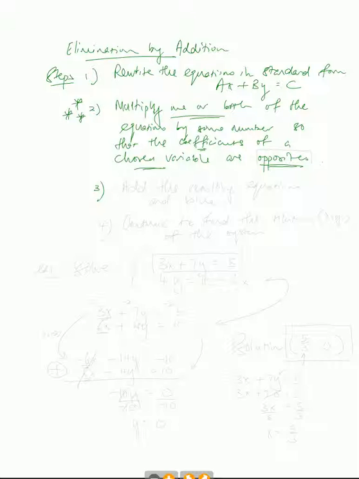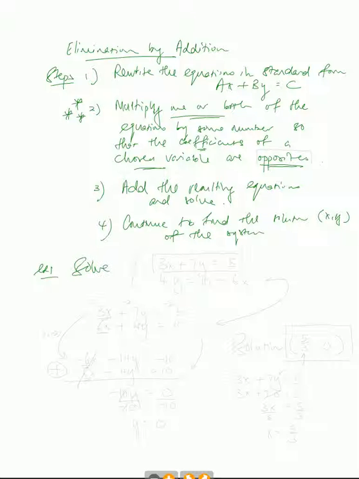And then what you need to do is you add the resulting equations, and solve. Okay, so do that. And remember, you're looking for solutions. So continue to find the solution of the system. And remember, a solution is made up of an ordered pair. Okay, so let's go over these steps and let's look at some examples.